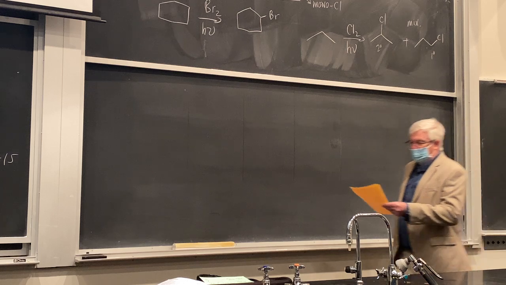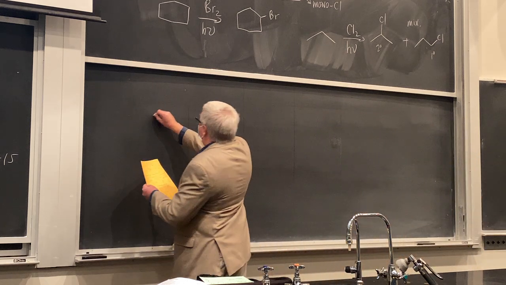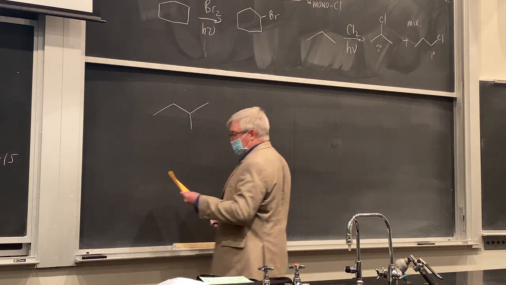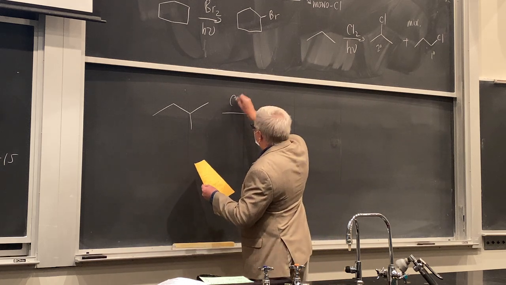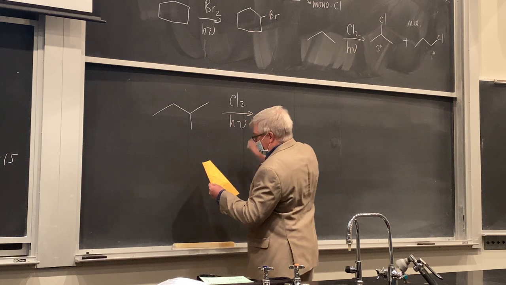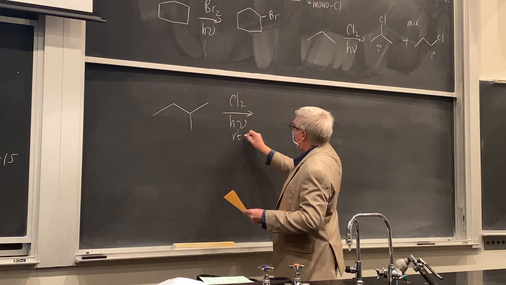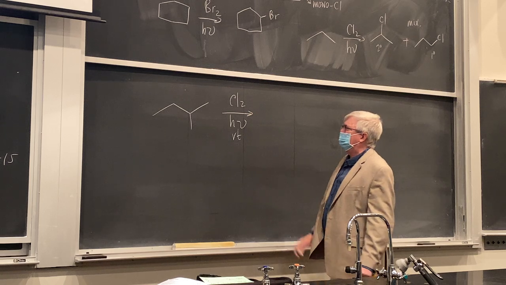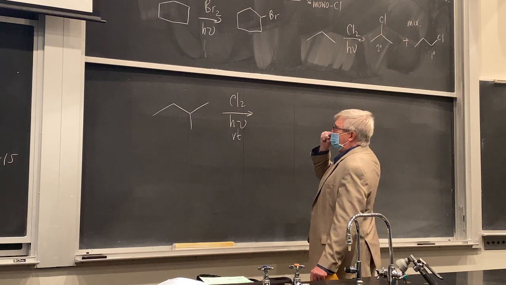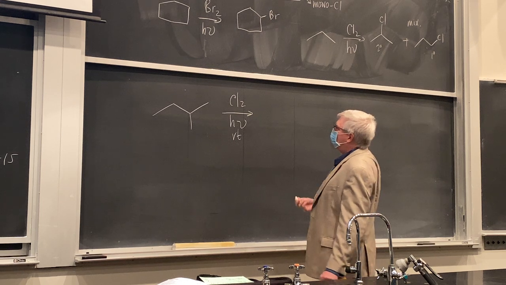But let's look at another alkane here. How about this one? 2-methyl butane, right? And let's chlorinate that with light at room temperature. You don't always have to say the RT. If you just show light with chlorine, you're going to get mono. And let's see, how many possible isomers can we get here?